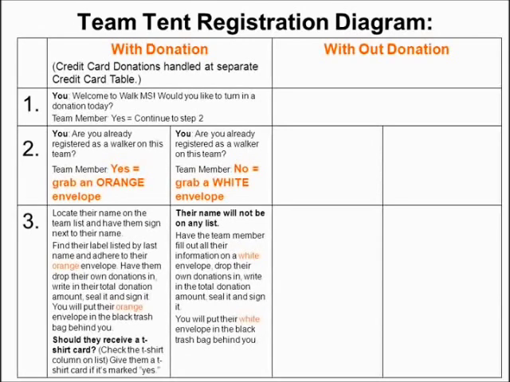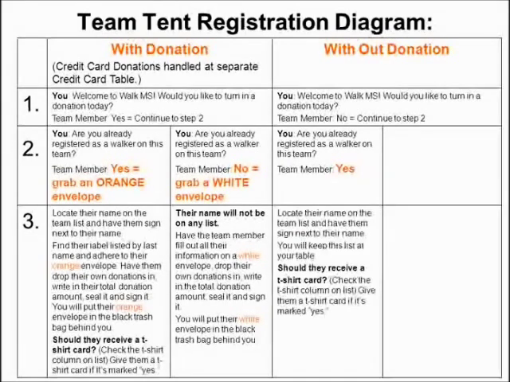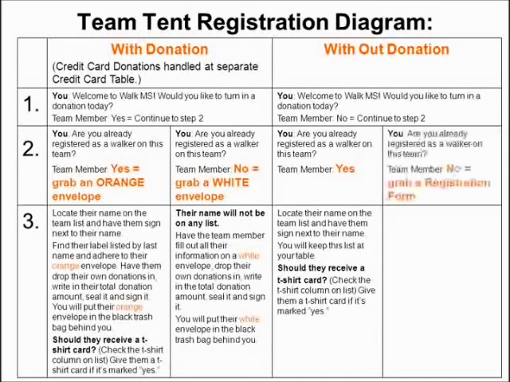Next is a team member who's not turning in money, but is registered on a team. You would ask, are you registered on a team? They say yes. You locate their name on the team list and have them sign next to their name. You will keep this list at your table. Should they receive a t-shirt card, check the column on the list, and if it's marked yes, give them a t-shirt card.